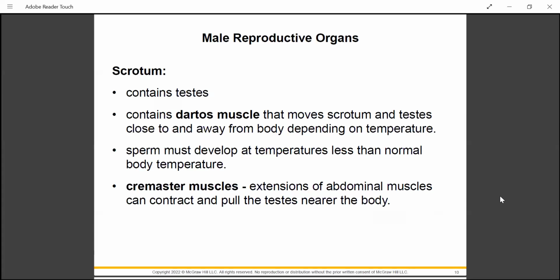Another muscle that is located near and attached to the scrotum is our cremaster muscles. And these are really extensions from our abdominal muscles that can also help to move the testicles closer to the body if needed.